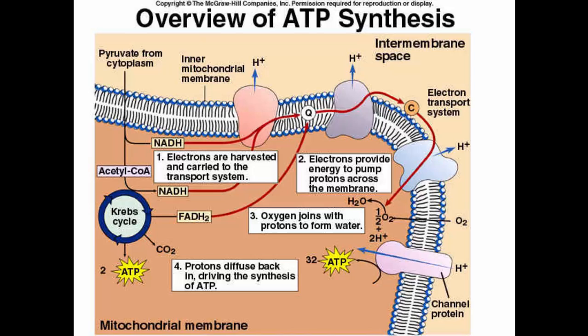Putting everything all together, pyruvate from the cytoplasm comes in, turns into acetyl-CoA, goes into the Krebs cycle, releases some ATP, releases some carbon dioxide, and harvests electrons. These electrons are sent to the membrane, where the electrons move through the electron transport chain, pumping protons out. Protons come back in, forming ATP. Hydrogen combines with oxygen, and we have the production of 32 ATP through the electron transport chain.